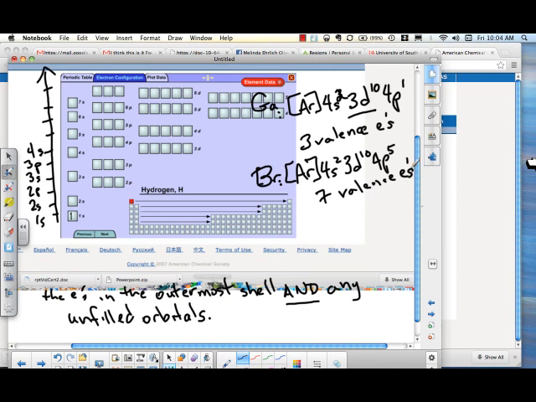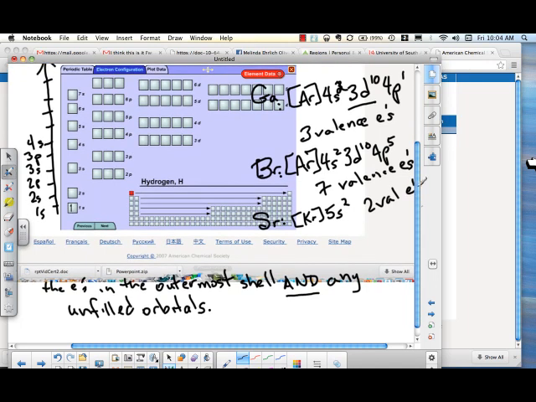Before I leave this page, we're going to do one more thing. Another little shortcut, if you will. All right, let's do strontium. Fifth row element. So I am now going to use krypton as my shortcut. And it's going to be krypton, fifth row, 5s2. It's in the second column. 2 valence electrons and zero unpaired.